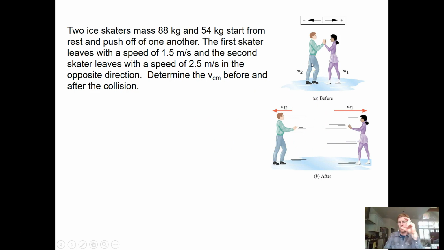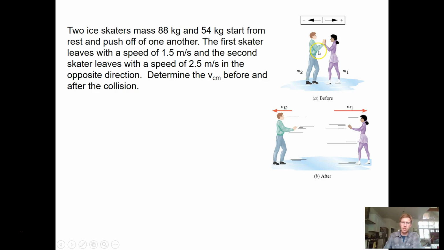So you get out your phone, you make a video, maybe use that tracker video analysis software I told you guys about, and you find that the first skater, the male skater here, moves backwards at a speed of about 1.5 meters per second, while the other skater, the female skater, moves back at about 2.5 meters per second. All right? What's the velocity of the center of mass before and after the collision? So pause it, try it out, see what you get.